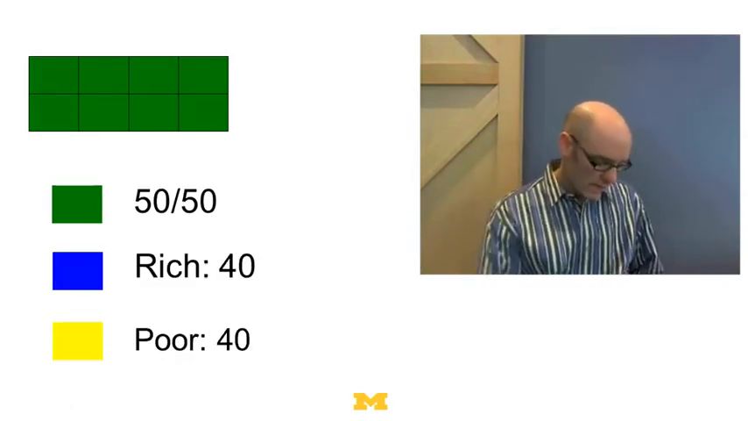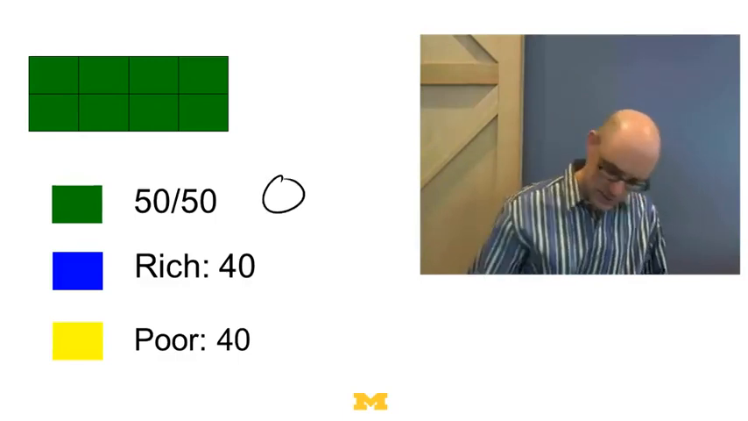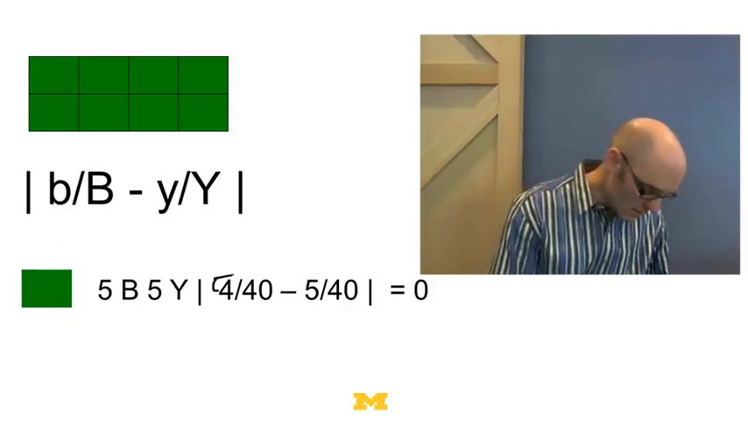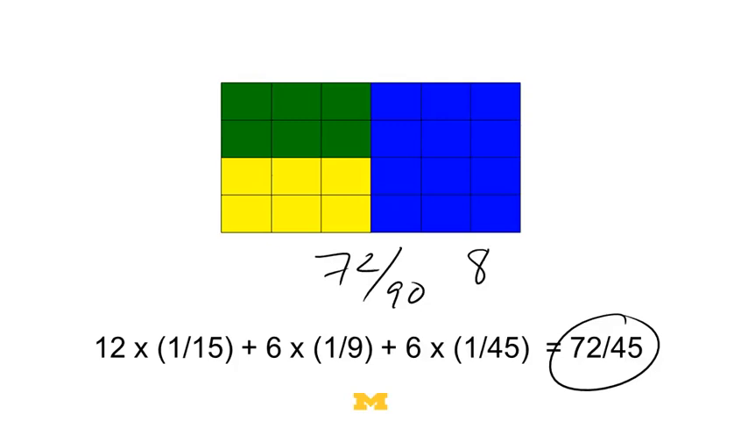So if I go to this case, where there are 40 rich and 40 poor, and they're perfectly mixed, my score is going to be 0, because I get 5 black and 5 yellow in each district. Oops, this should be a 5. And so I get a score of 0. And when I do the other one, I get a score of 1. Now, when I look at the one where I got 72 over 45, which didn't make any sense, that's 72 over 90. If I divide this by 9, that's going to be 0.8. So that's 80%. In some sense, this is 80% segregation, which seems pretty segregated.